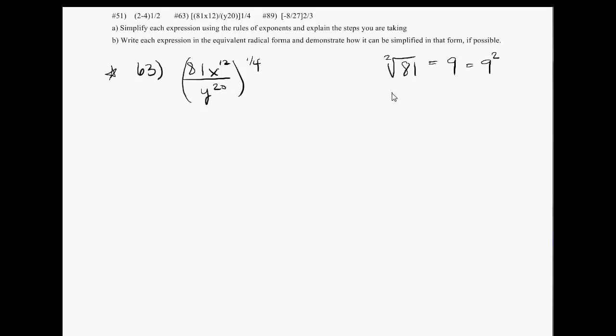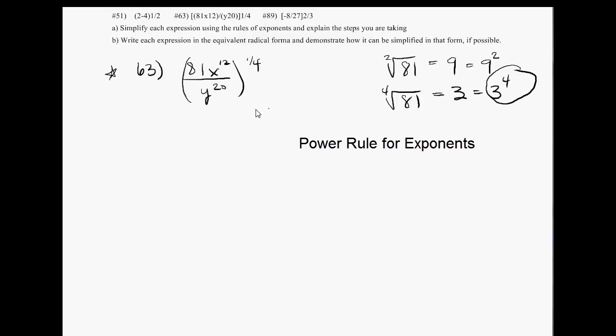So we can't do a cube root, but we can do a fourth root. So the fourth root of 81 equals 3. So 3 to the fourth power equals 81. Well, if you notice, it'll be easier to deal with 81 if it's 3 to the fourth power because our denominator is 4. Remember, we're going to be multiplying this exponent against the exponent on the inside of the parentheses. So this is going to be an easier term to deal with. So let's go ahead and convert that. So 81 becomes 3 to the fourth power.